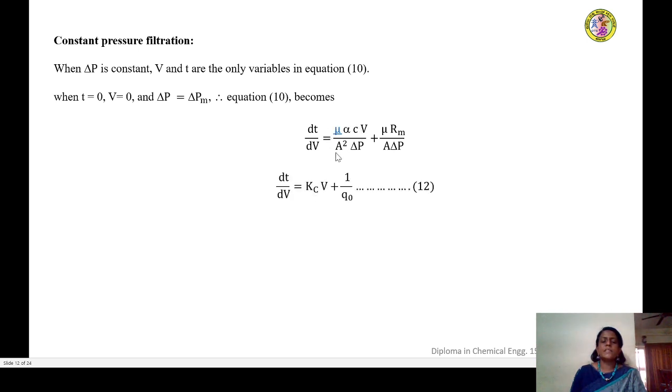So we can take this entire set of terms in the first part of the right hand side. So all this together is constant, can be taken as Kc, and this entire term again is a constant, can be taken as 1 by Q naught. So now call this as equation number 12. Where Kc is equal to mu alpha C by A square delta P, and 1 by Q naught is equal to mu Rm by A delta P.